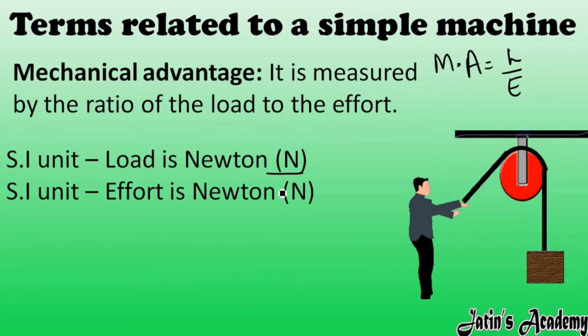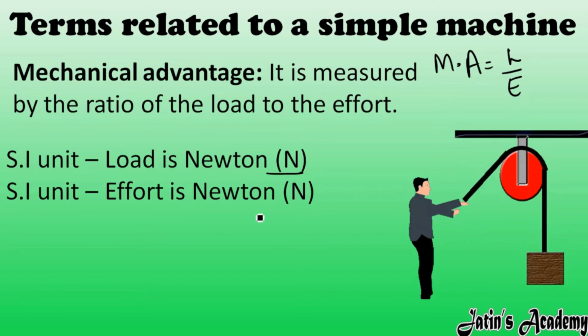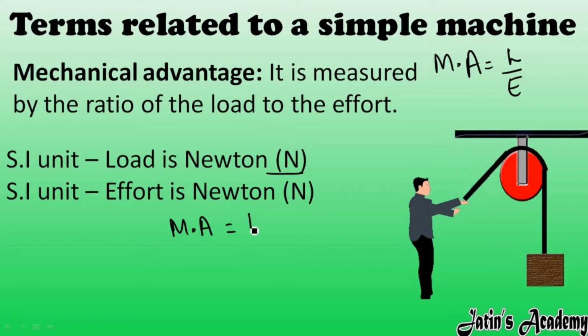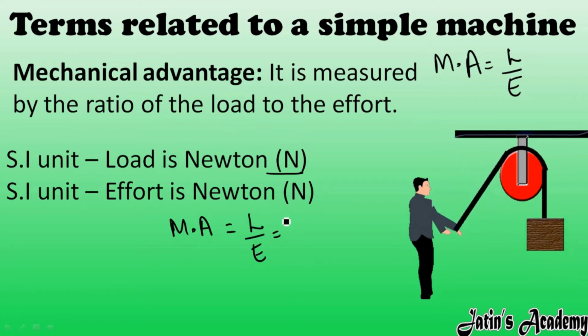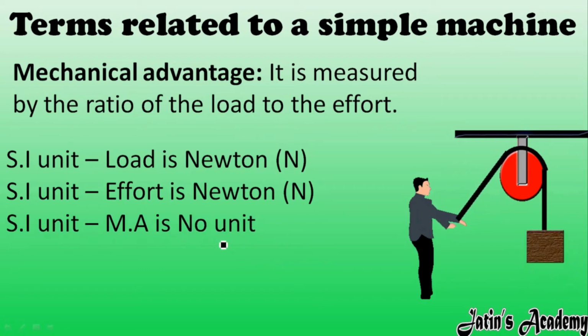Next, we are having SI unit of effort. As we know, what is an effort? Effort means whatsoever force we are applying on the machine in order to work it. So effort is also a force applied. Force SI unit is Newton, means effort SI unit is also Newton. If you talk about the mechanical advantage, it is load over effort. What is the SI unit of load? Newton. What is the SI unit of effort? Newton. So Newton will cancel each other, means mechanical advantage has no units.